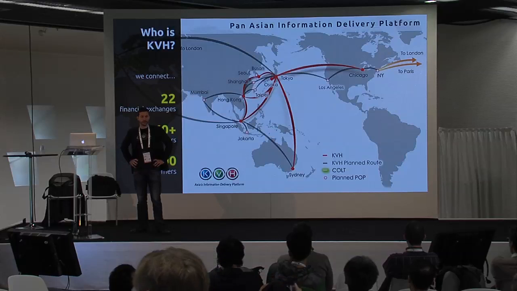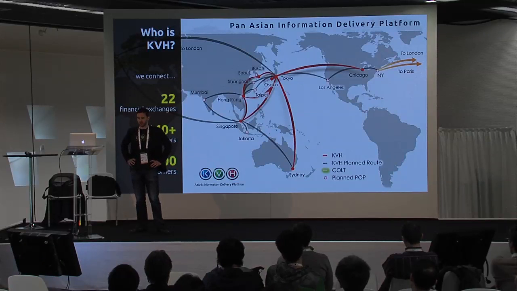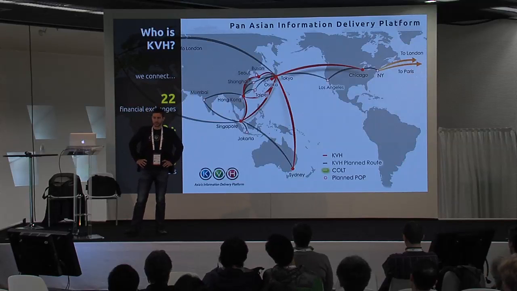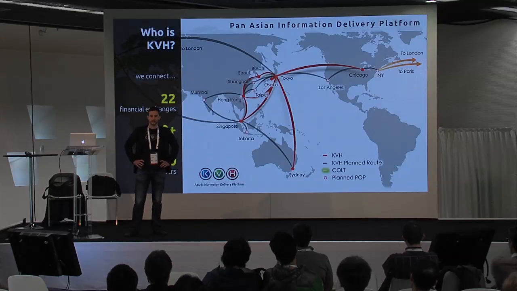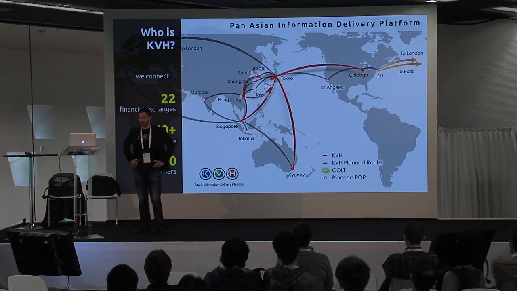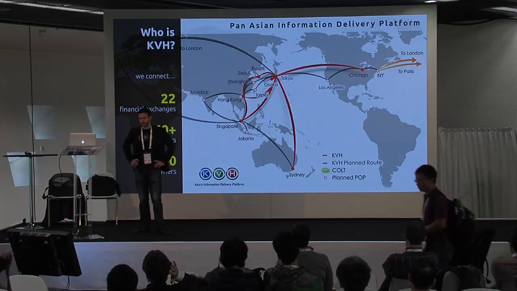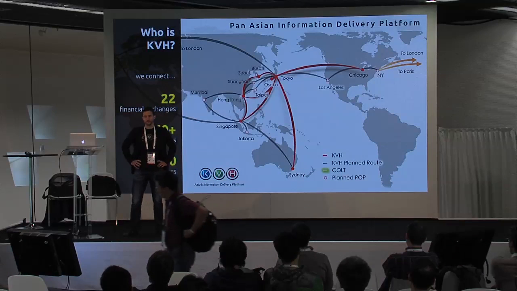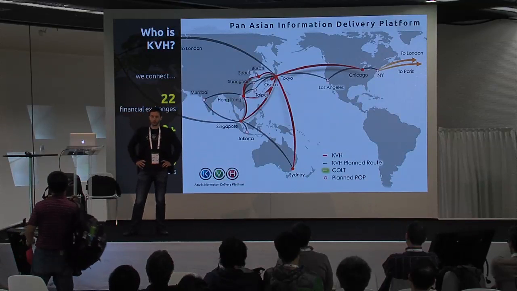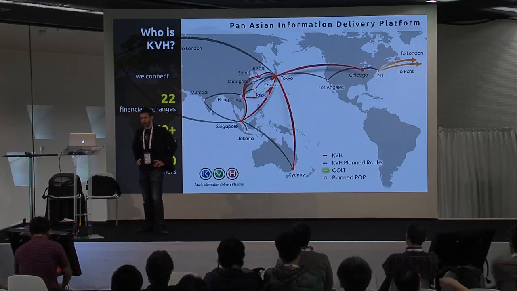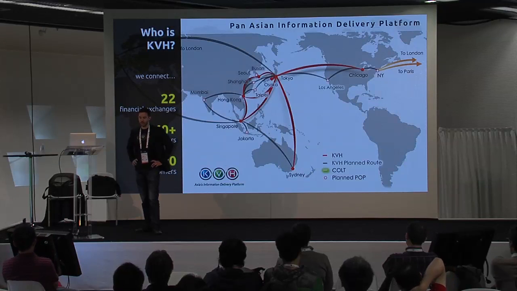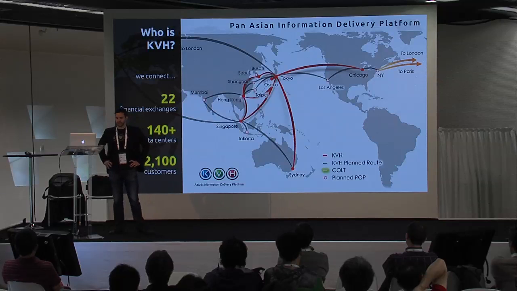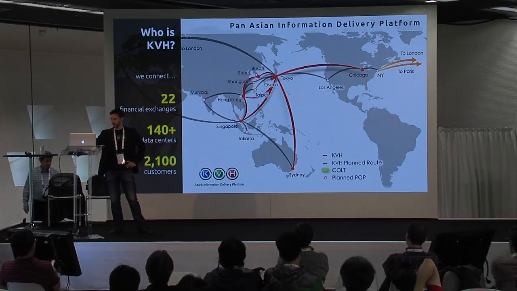We connect 22 financial exchanges. We connect more than 140 data centers and more than 2,000 customers. As you can see from the title of the slide, we consider ourselves to be the Pan-Asian Information Delivery Platform. That's corporate speak for: we provide network connectivity and data center services to all of Asia. But we don't just stop at Asia. We provide connectivity back into the US and then through our sister company Colt into Europe. So anyone from Europe who wants to do business in Asia has a good time going through us, and the same for the US and vice versa.